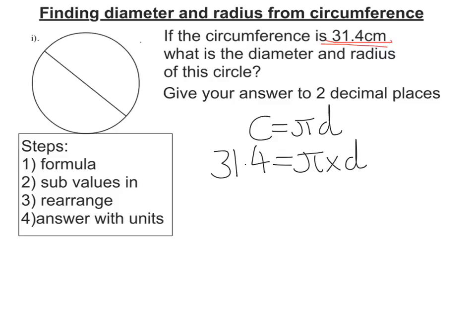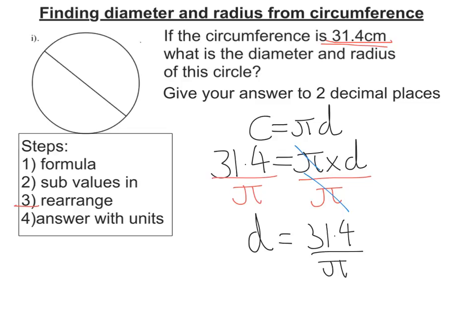Now, I need to do step number 3, which is rearrange this. I need to get d on its own, so I need to remove the pi. As it's being multiplied at the moment, that means I'm going to divide by pi to get to the other side. If I do that and switch sides, I'm going to get d, because the two pi's will cancel, is equal to 31.4 divided by pi.